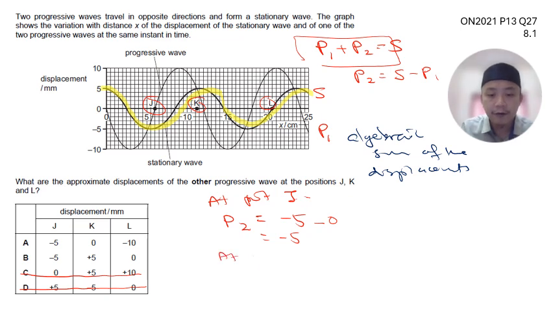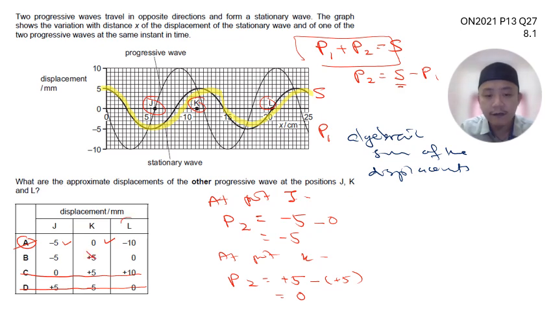Now at point K, P2 will be equivalent to the displacement of S at point K, which here we see is approximately positive 5. And the displacement of P1 at point K is also almost the same, so it is positive 5. So here you'll get 0. From here we know that J is minus 5, K is 0. So the answer would be A, because this is not correct.